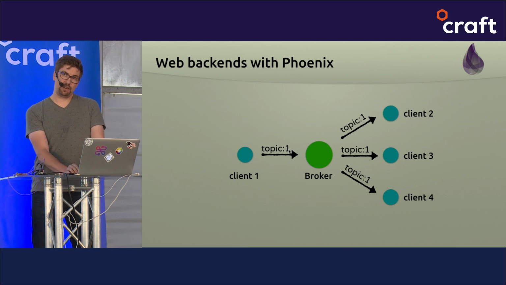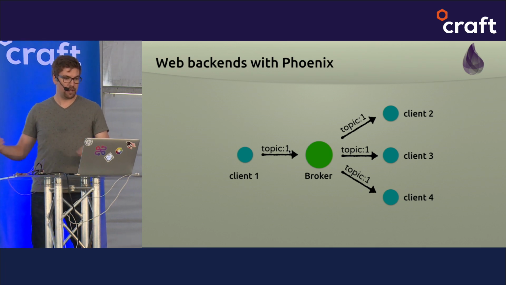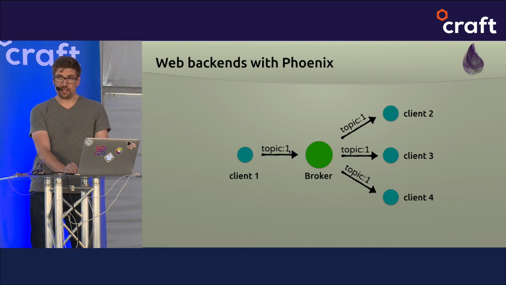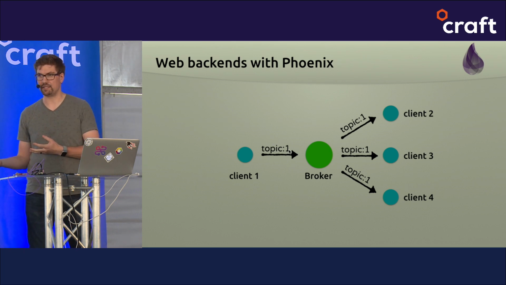Phoenix also contains this very interesting abstraction called channels that's included, which is essentially a pub-sub subscription mechanism where you have clients that connect to a broker, and the broker then distributes those topics to other clients. And channels allows Phoenix to be able to do some enhanced real-time things.